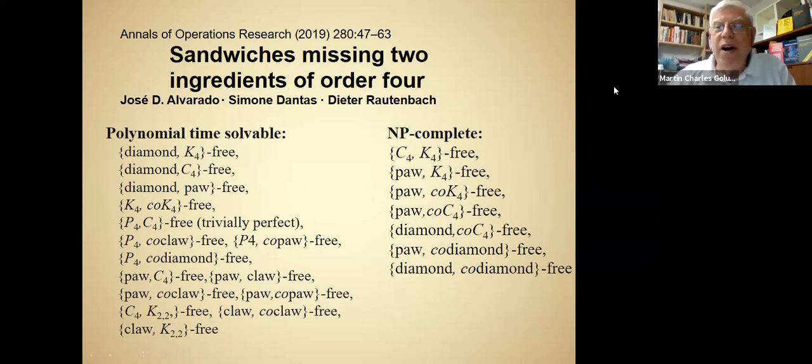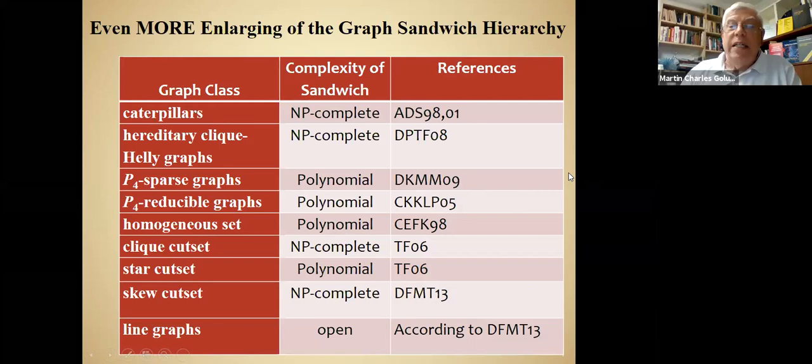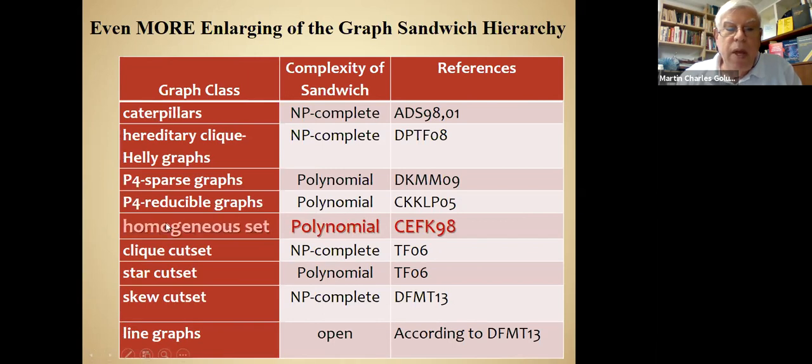So I'll go back to where I was. So if that previous table was not big enough for you, here is a little bit more, a larger continuation of that list. Caterpillars, clique cut sets, line graphs, with lots of papers that can be read. And I'd like to point out one line here called the homogeneous set problem, which is polynomial.